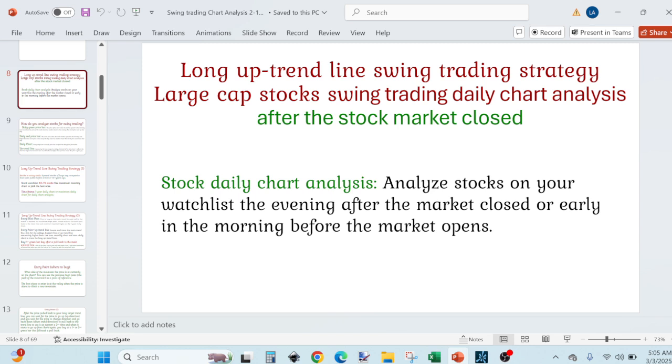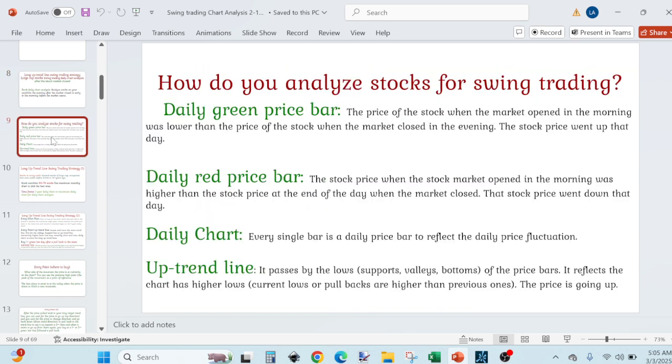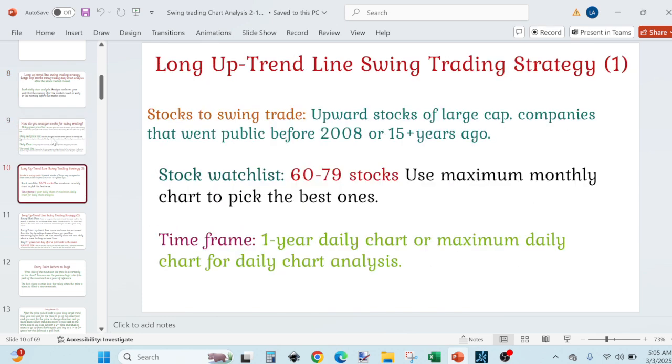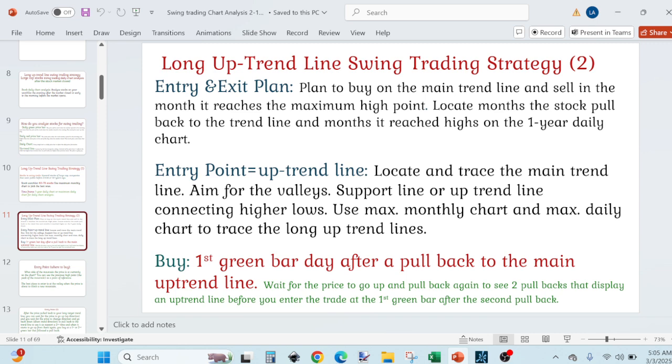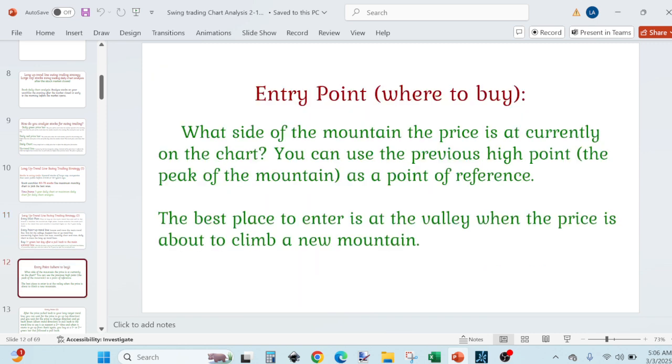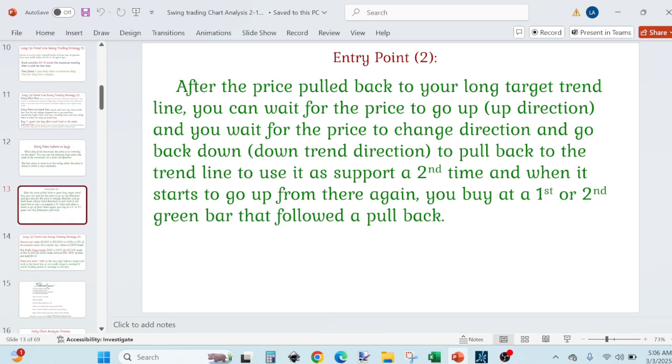But yeah, it's good you analyze stocks on your watch list on a daily basis, and you can try to handpick stocks for your watch list and have a number that you are comfortable to analyze on a daily basis within an hour. You set your entry point, and when the stocks pull back to the entry point and start going up, the entry point is the upward, the long trend line. I like to call it the valley of the mountain. When they pull back to that area and start going up, you buy some shares.